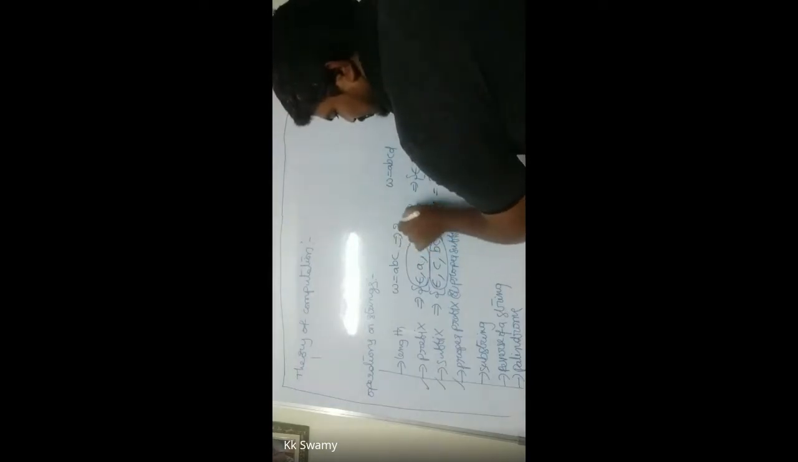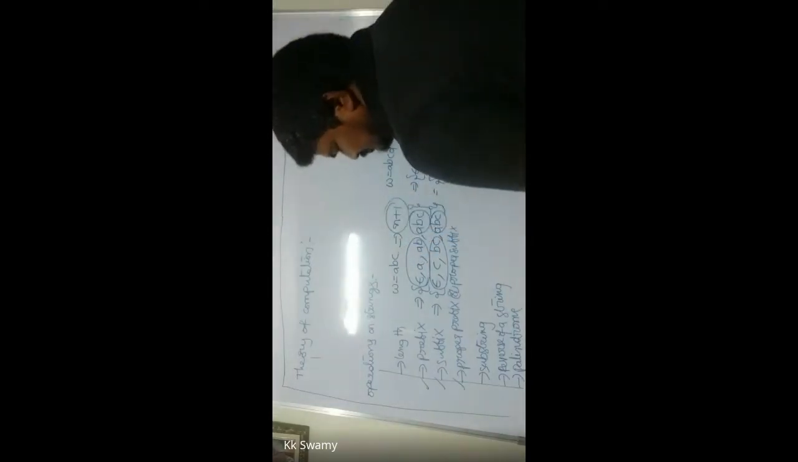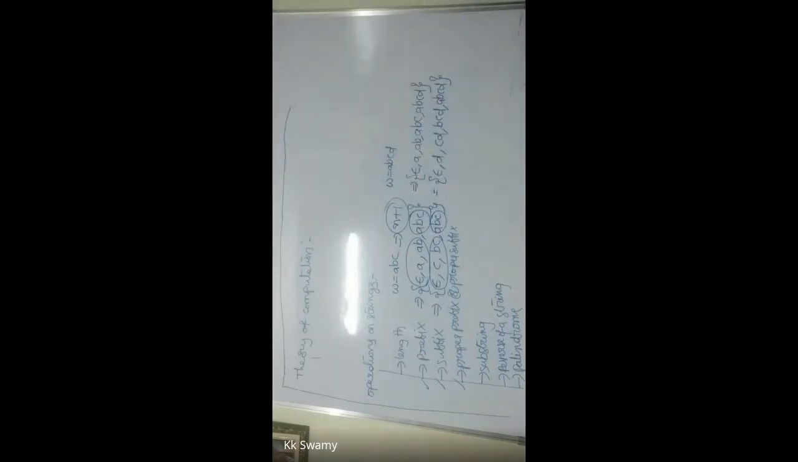If the string length is n, then the number of possible prefixes and suffixes is n plus 1. Then what about the proper prefixes and proper suffixes? They are n only, because here we are eliminating the given string. Except the given string, all remaining prefixes and suffixes are proper. So if the string length is n, the number of proper prefixes and suffixes is also n only.